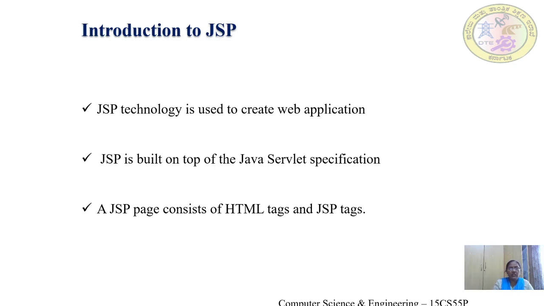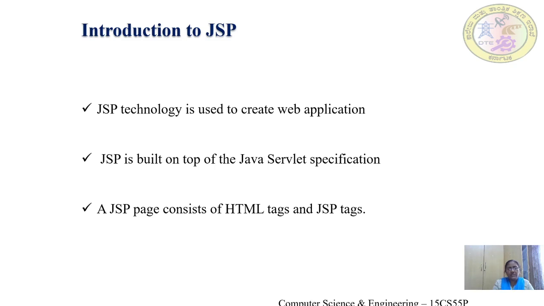Now let us see what exactly Java server pages is. It is a technology used for creating web applications. So what is a web application? Here we have a server and client, and when the client requests some data, it will be provided by the server. It is a technology which is built on top of the servlet specification. We have the concept of servlets which also create web applications. It is an advanced version of Java servlet specifications.